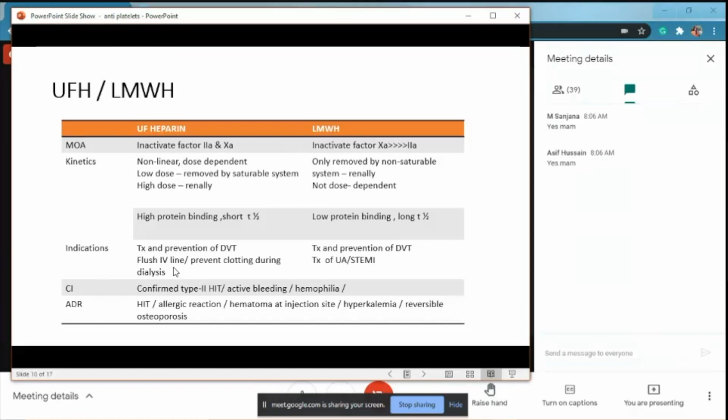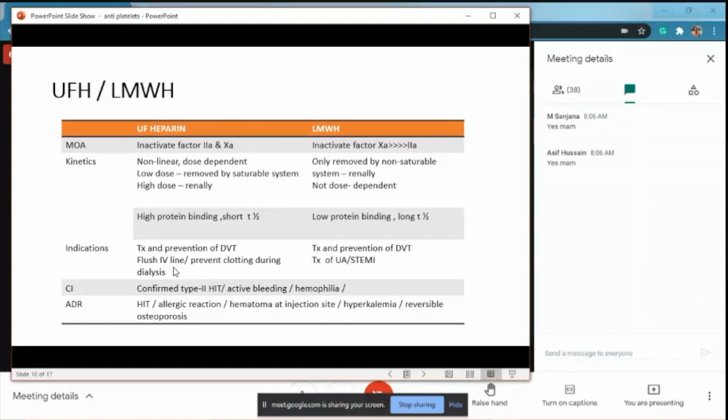Okay, now let's have a look at the mechanism of action of unfractionated heparin and low molecular weight heparin. Heparin accelerates the inactivation of active coagulation factors 2A and 10A. Remember these two factors: 2A is thrombin, right? So thrombin and 10A. How? By enhancing the effect of antithrombin.